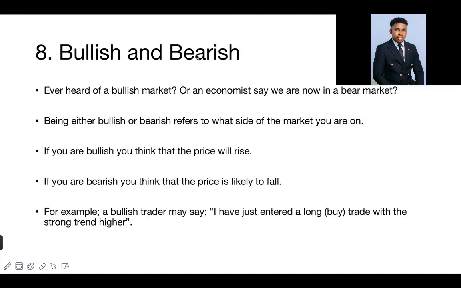So we have bullish and bearish. Now, have you ever heard of a bullish market, or have you ever heard an economist say we are now in a bearish market or a bear market? So what does this mean? Being either bullish or bearish refers to what side of the market you're on. So if you're bullish, you think that price would go up, and if you're bearish, you think that price is going to fall. So a bullish trend is a trend that is going upwards, and a bearish trend is a trend that is going downwards, simply. So for example, a bullish trader may say, I have just entered a long position or a buy trade with the strong trend higher. You understand? Because he's expecting the trend to be bullish and for prices to go higher.